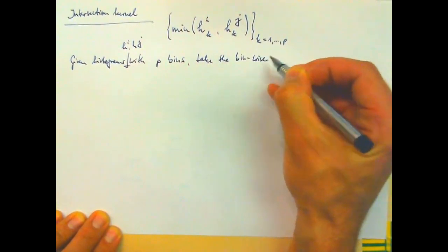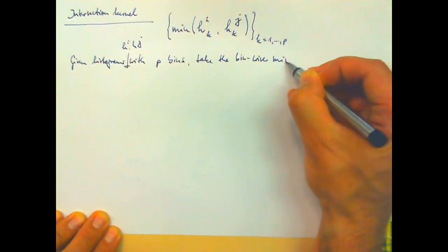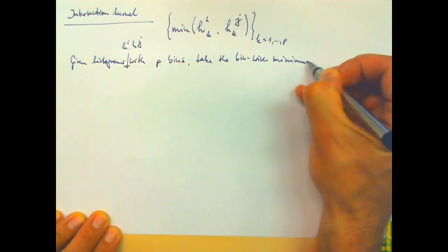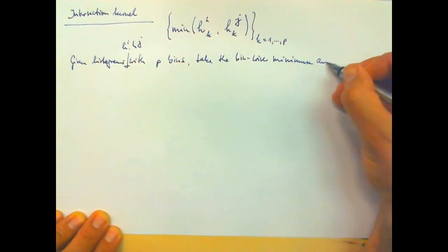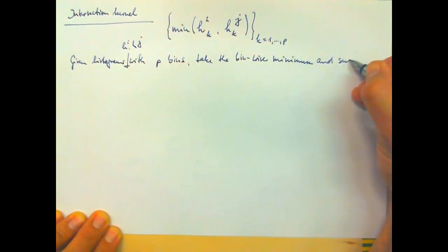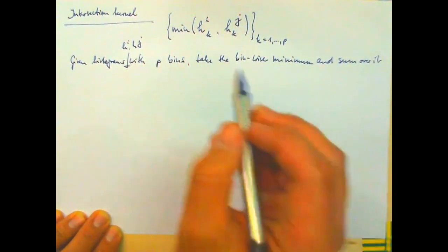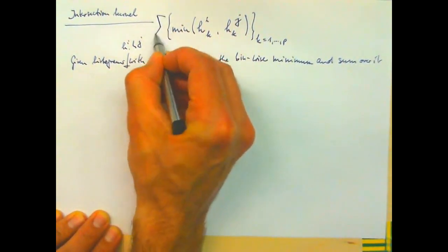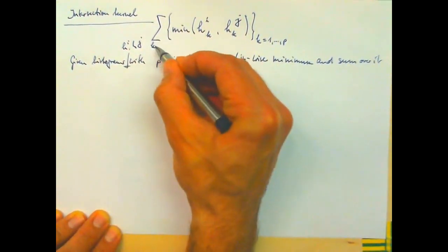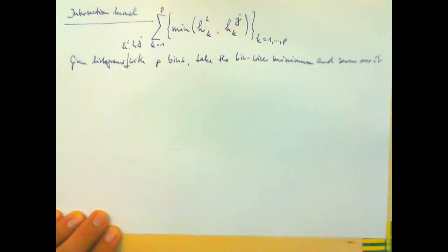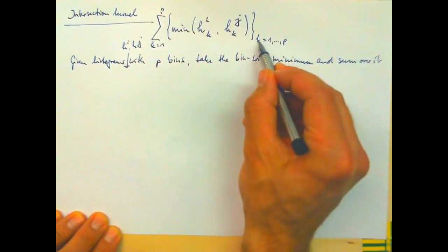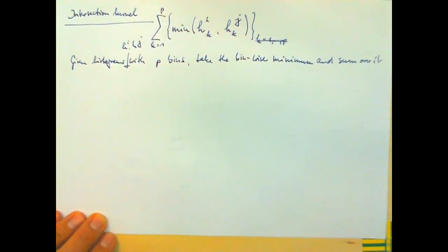You can take the bin-wise minimum and sum over it. I've forgotten the sum in the formula. So, you can show that this is positive semi-definite by using the following representation.